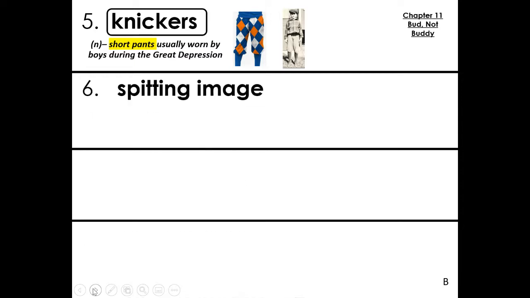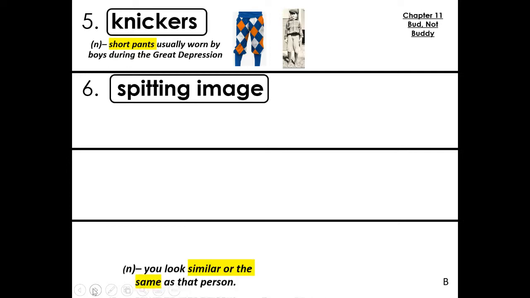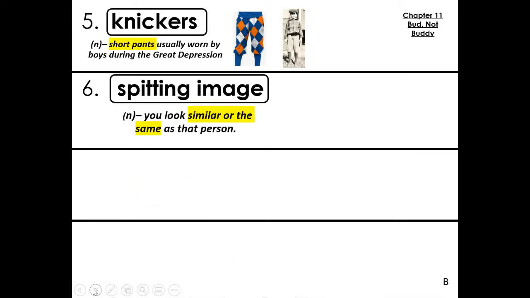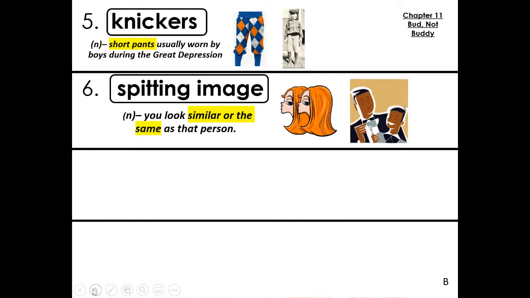All right, number 5, knickers. Who wore knickers? Bud. Short pants usually worn by boys in the Great Depression. Knickers. So I would put B next to knickers because Bud wore knickers. 6, someone said Bud was the spitting image of his father, who he said was Herman E. Calloway. You look similar or the same as that person. Spitting image. So put B next to spitting image.